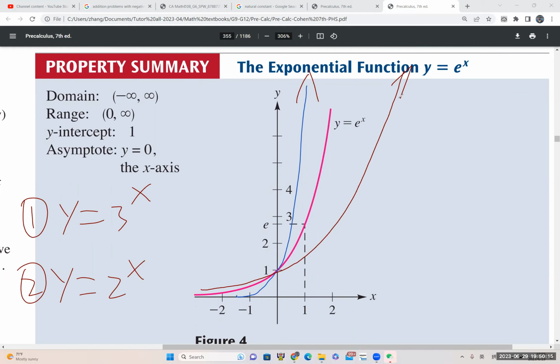The first one is function 1. No, I mean, this one I call blue. So which function is blue? Y equals 3 to the x, yeah, that means the 1, right? So of course this is the 2, because this grows faster. Yeah, because e is just like 2.7, right? Okay, anyway, so e is about 2.7.